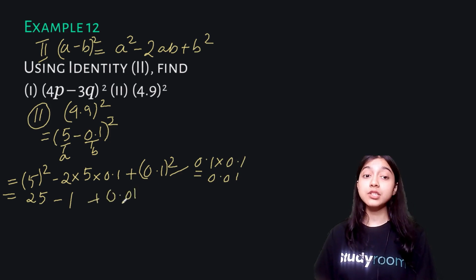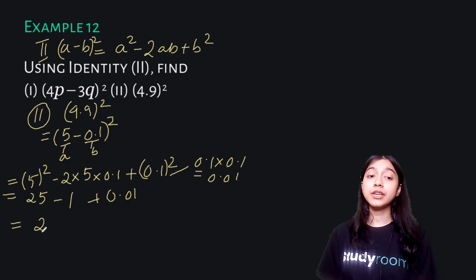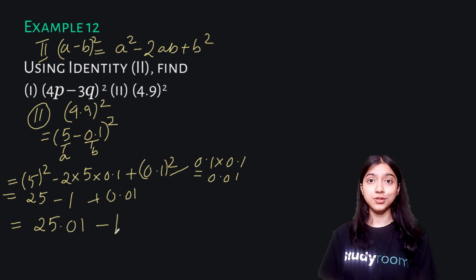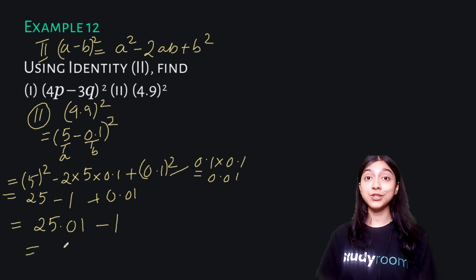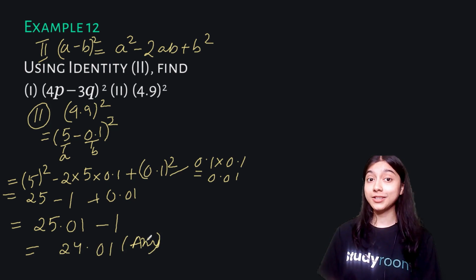According to the BODMAS rule, I'll add 25 with 0.01 first. So I'll write 25.01 and then subtract minus 1. So ultimately my answer will be 24.01. I hope it's clear to you now.